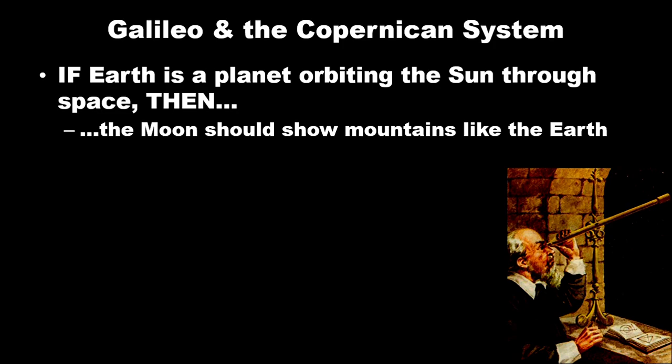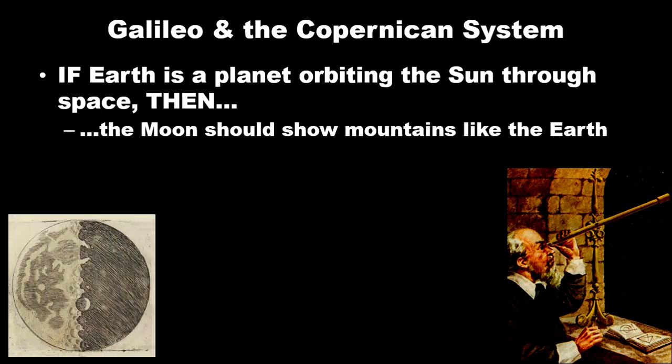Well, this is part of a deductive argument. If the earth is a planet orbiting the sun through space rather than being something made of different elements from what's in space, then the moon should show mountains like the earth. And Galileo's telescope showed that yes, the moon does show mountains like the earth, and therefore you can conclude in an invalid way that the earth is a planet orbiting the sun through space. Again, because that's invalid on its own, it doesn't really prove anything.